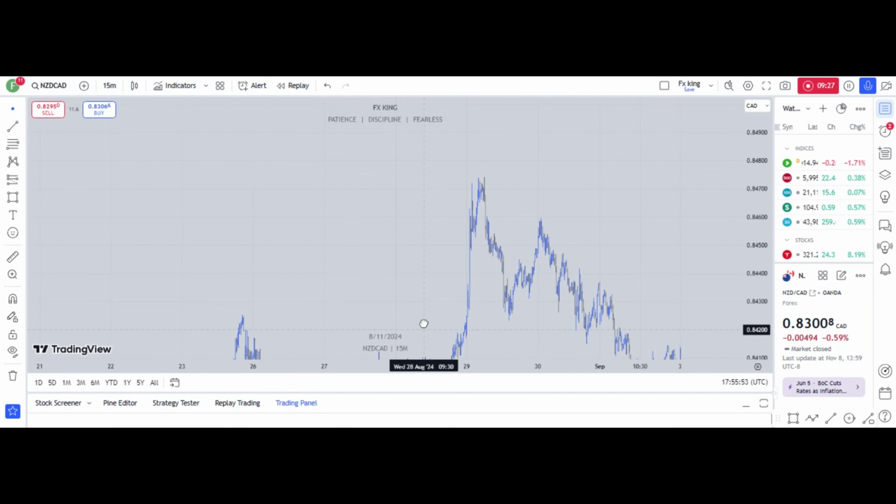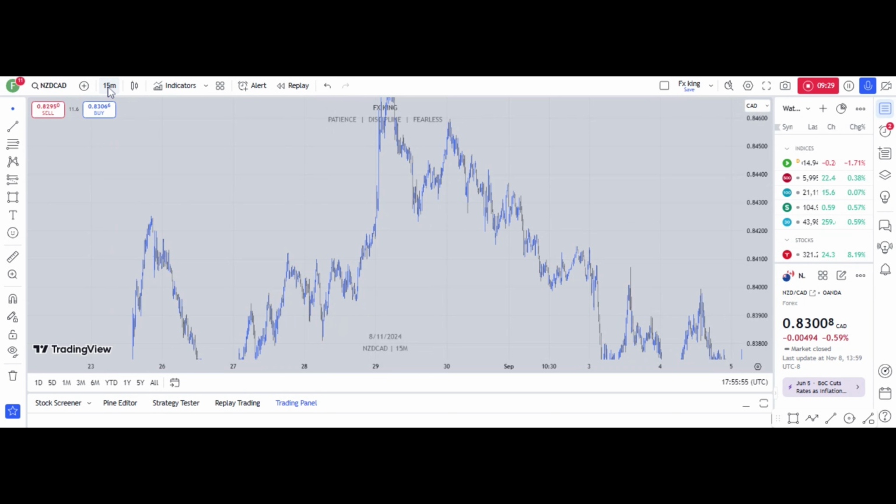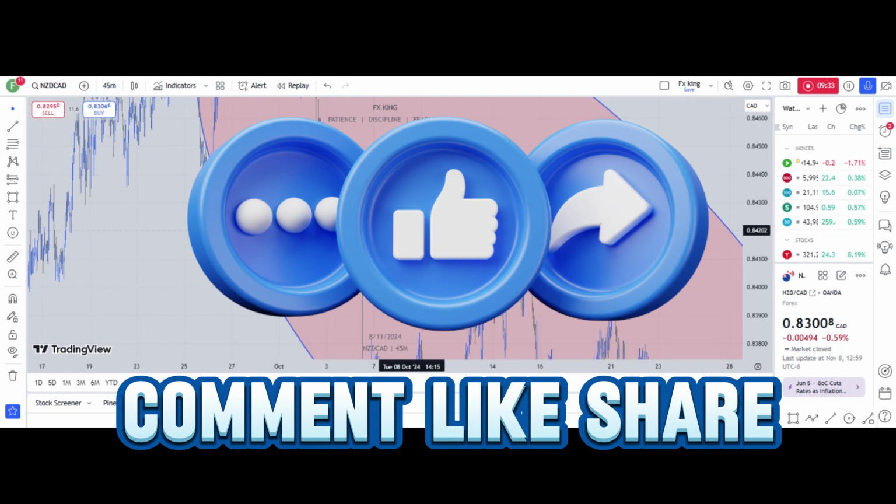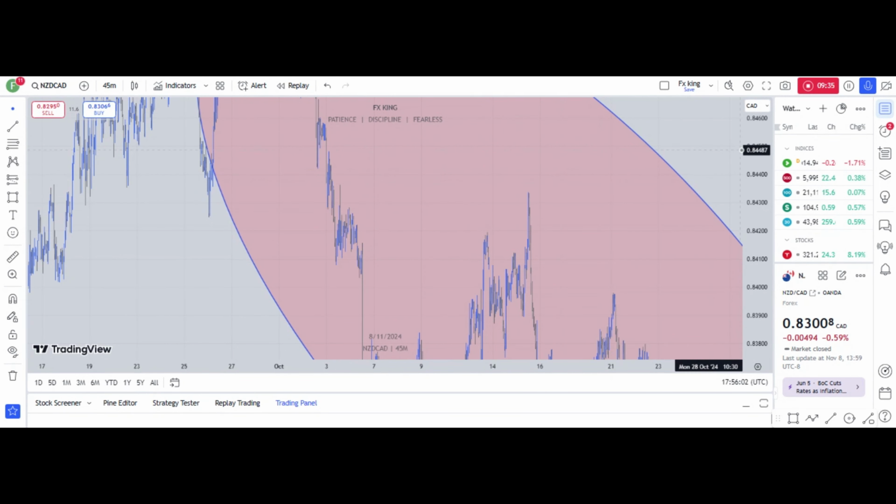Let's go through them. This is actually a trade I'm looking to trade tomorrow. Hopefully, the market doesn't gap up when it opens.